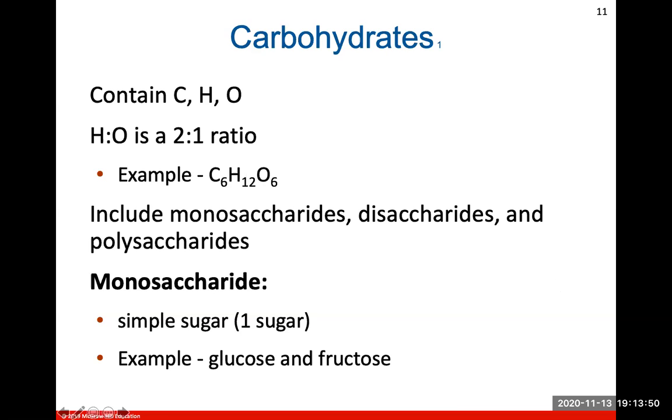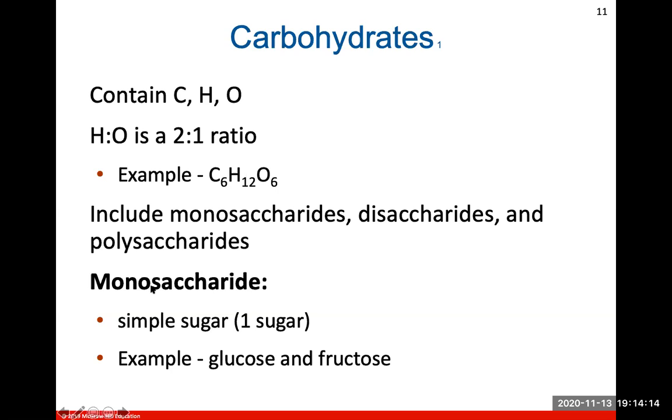So we'll start talking about carbohydrates. Carbohydrates are molecules that contain carbon, hydrogen, and oxygen, where the ratio of hydrogen to oxygen is always a 2-to-1 ratio, as shown here as an example of C6H12O6. That's the molecular formula for sugar or glucose. Carbohydrates include monosaccharides, disaccharides, and polysaccharides.